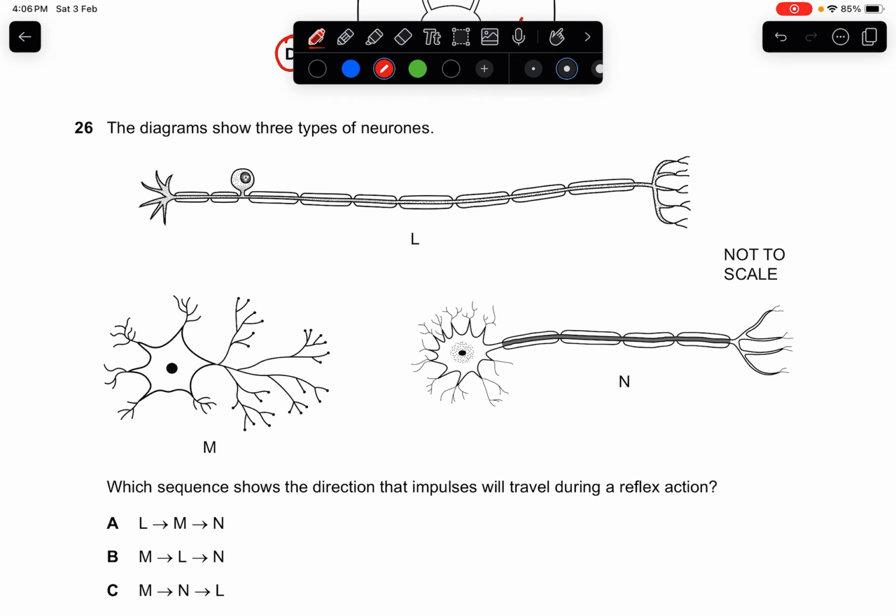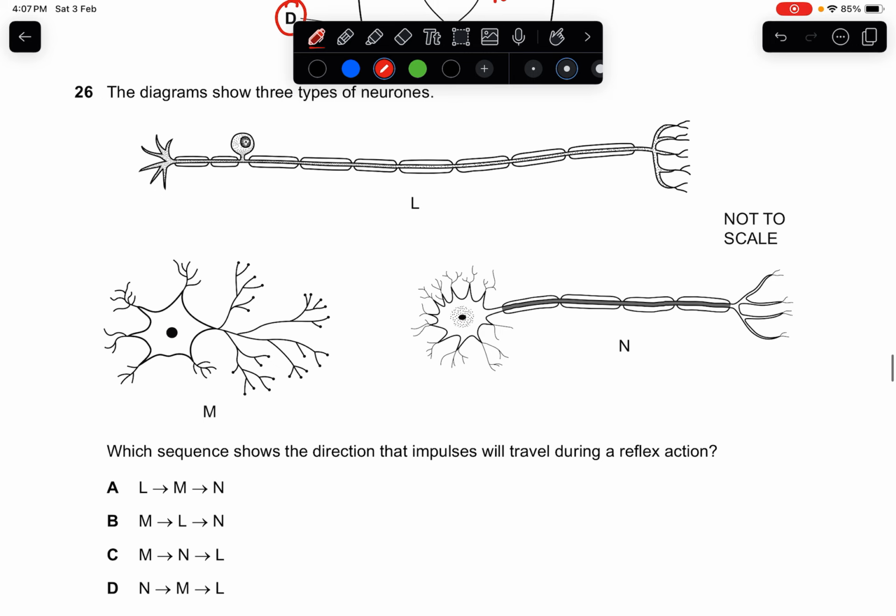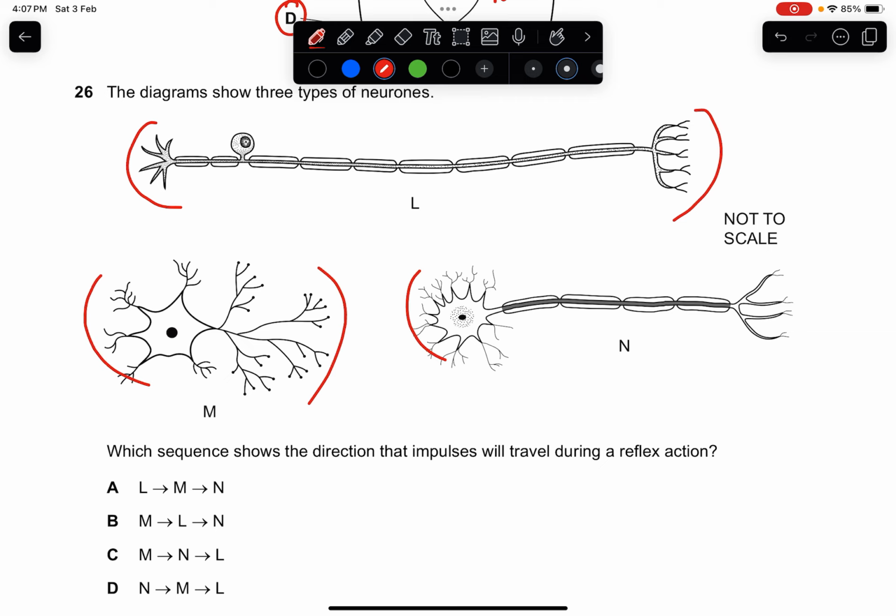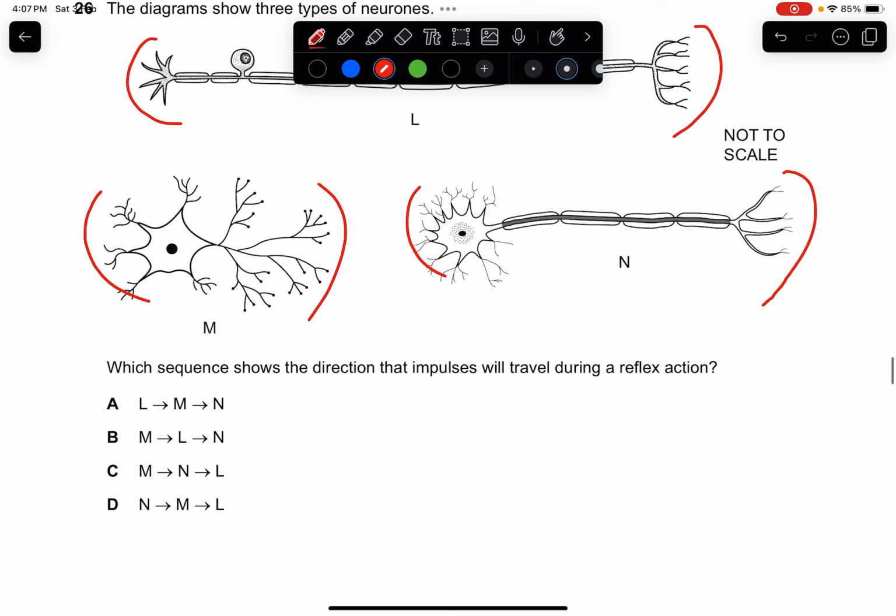Question 26. The diagram shows 3 types of neurons. Which sequence shows the direction that impulses will travel during a reflex action? So a reflex action typically starts with this first, then to M, then to N. So the answer will be A.